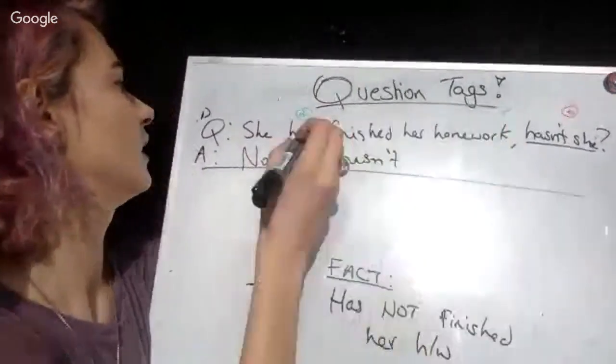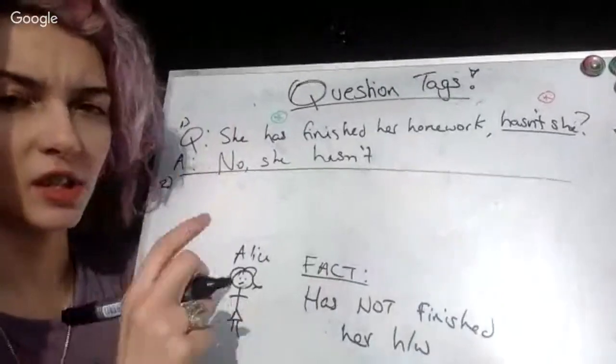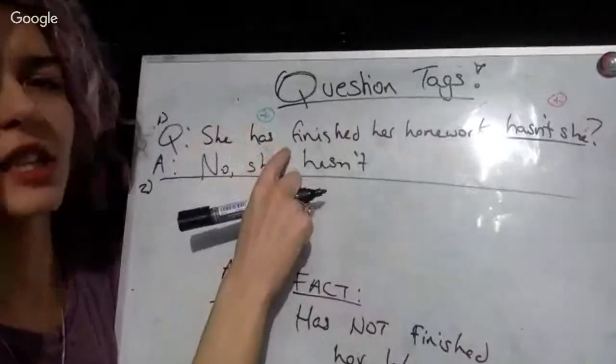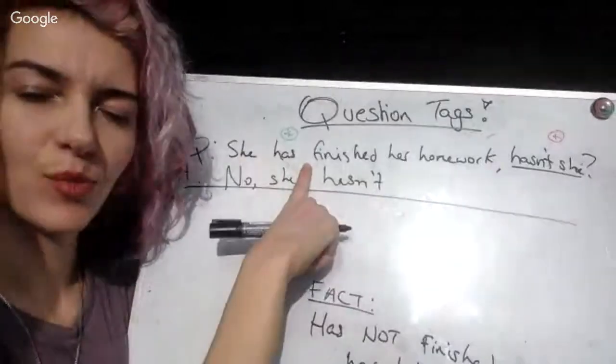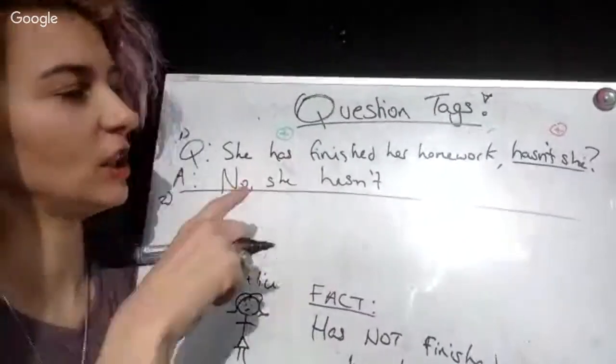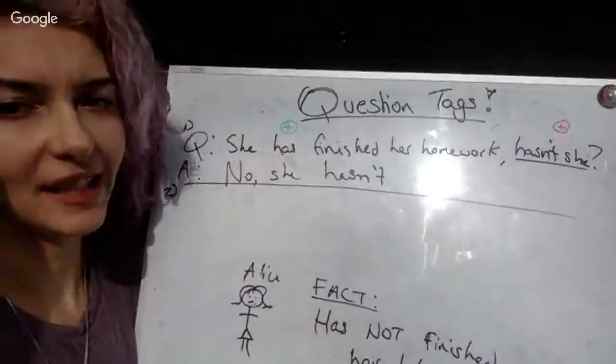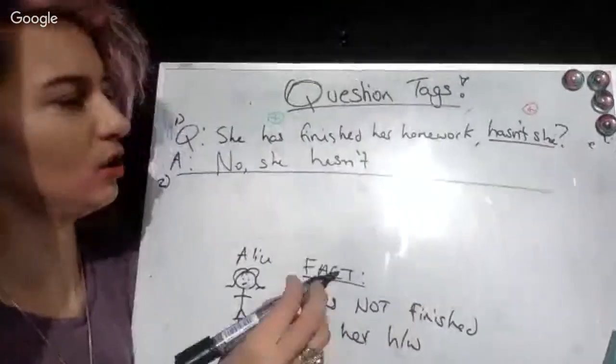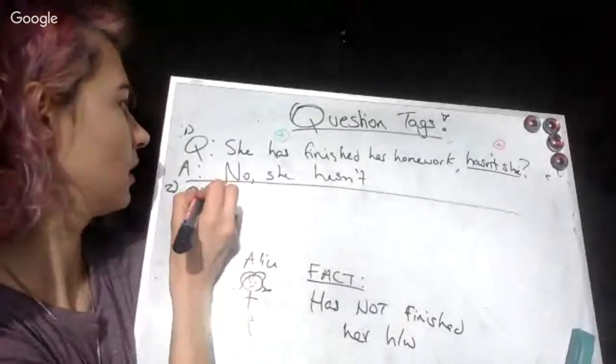Okay. Now let's think of asking it the other way. So she has finished her homework, hasn't she? I'm asking it this way because I think she has. So I'm just checking with you, but I think she has. That's why I asked it this way. Now, if I think she hasn't finished her homework, I'm going to ask like this.